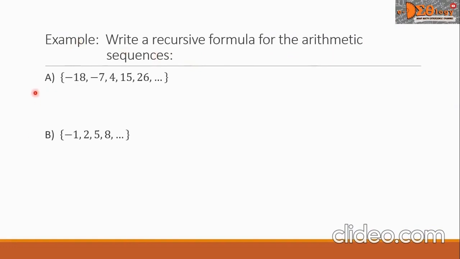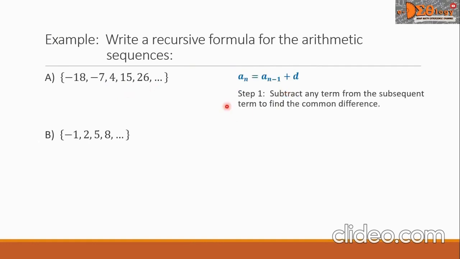Let us begin with example A. We have negative 18 as the first term, negative 7 as the second term, 4 is the third term, 15 the fourth term, 26 is the fifth term, so on and so forth. And here is the recursive formula.